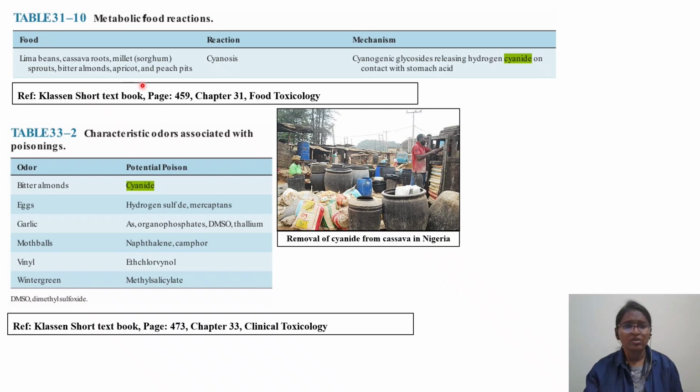Apricot, peach pits. That particular reaction is called cyanosis, and the mechanism is that these cyanogenic glycosides will release hydrogen cyanide whenever they come in contact with the acidic pH in the stomach. That time only this HCN will be released, and that time it might cause some toxicity.